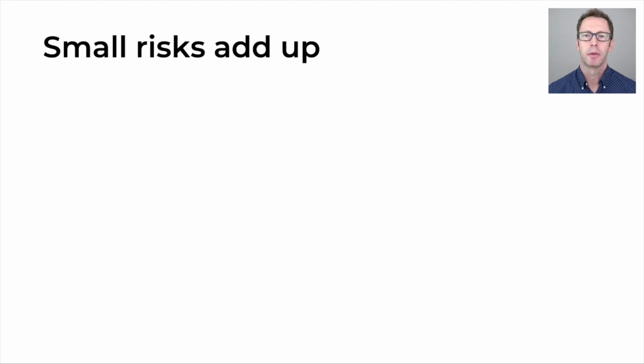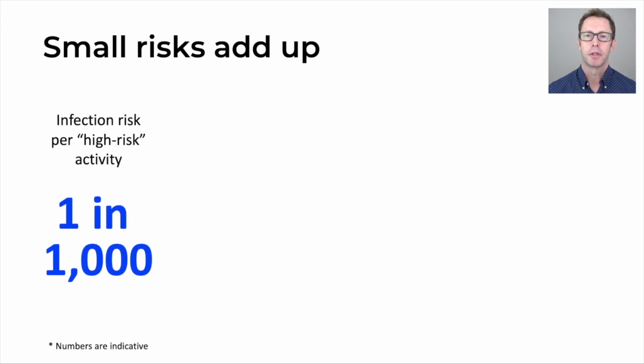So let's plug in some hypothetical numbers just to illustrate the logic. If we look first at the infection risk per high-risk activity, we might say that that's something like 1 in 1,000. These numbers are indicative, but that's probably fairly close to reality most of the time. If you go into a classroom full of students, in all likelihood, nobody in that classroom has COVID on that specific occasion. And even if someone does have COVID, it's not guaranteed that you're going to get infected.